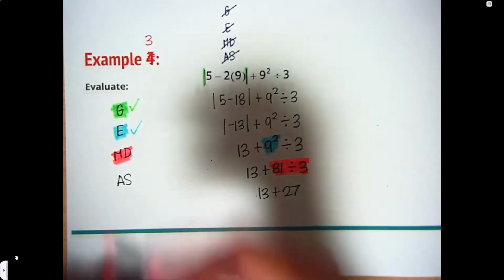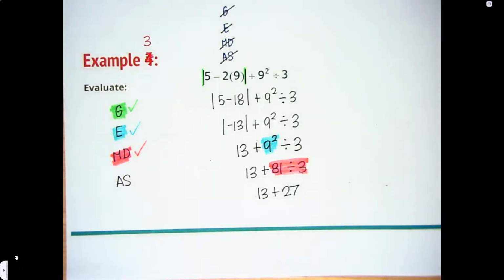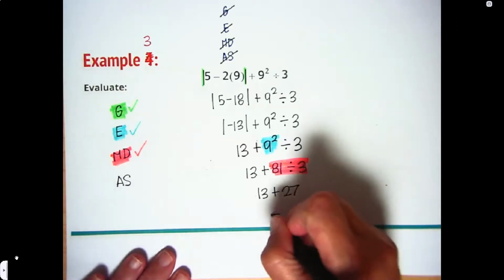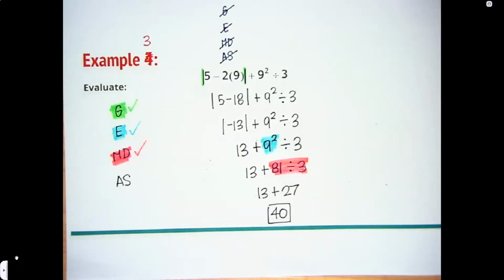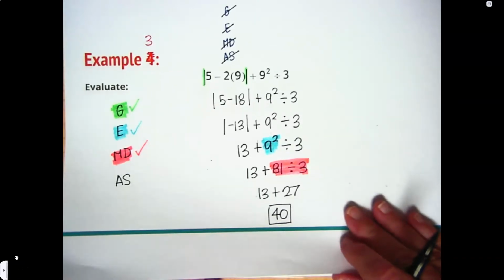13 plus 27, I don't see any more multiplying or dividing in that. So now I finish this off by doing the only thing that's left to do, which is an addition. 13 plus 27 is going to be 40. So 40 is the value of that expression. So treat those absolute value bars just like they are grouping symbols.